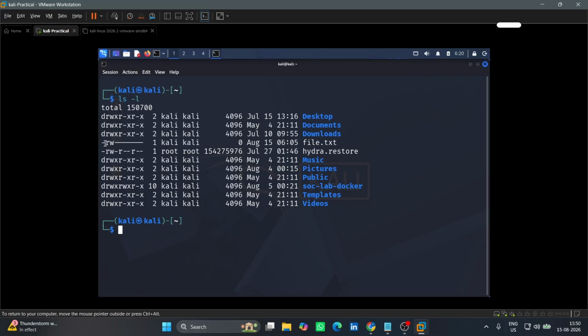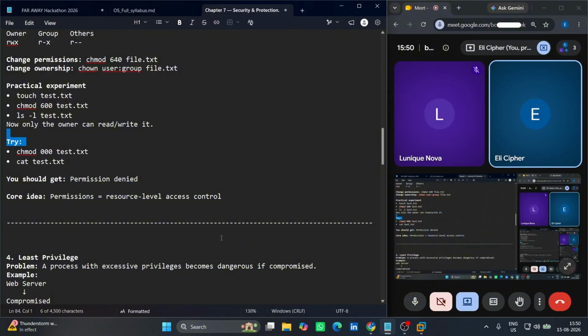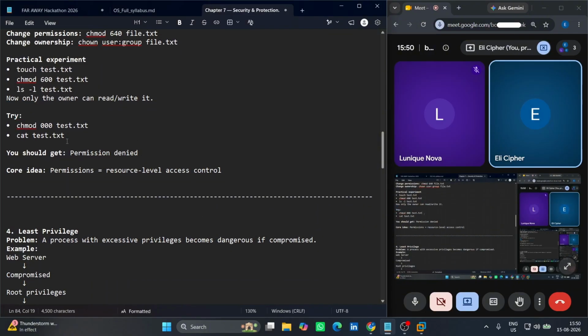Now you can see that only the owner has the permission to read and write. Another user can't even read, and can't write or make modifications in this particular file. Okay, hope this is clear to you. You also try this one and this one.